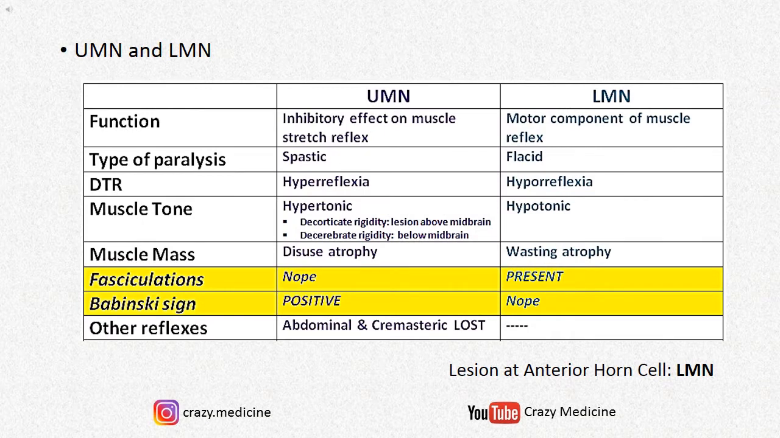First of all, LMN and UMN type of lesions. The difference between them is given in this table. The main point is Babinski sign. It is positive in UMN type of lesion and negative or downgoing in LMN type of lesion. The concept is the lesion above anterior horn cells is considered as UMN type of lesion and the lesions below anterior horn cells are considered as LMN type of lesion. But the question is, when the lesion is at anterior horn cells, it is considered as LMN type of lesion.